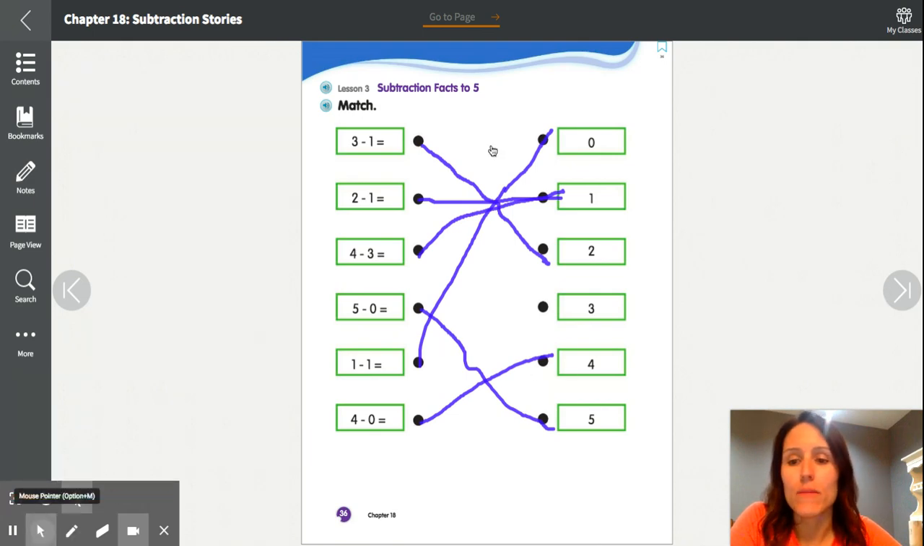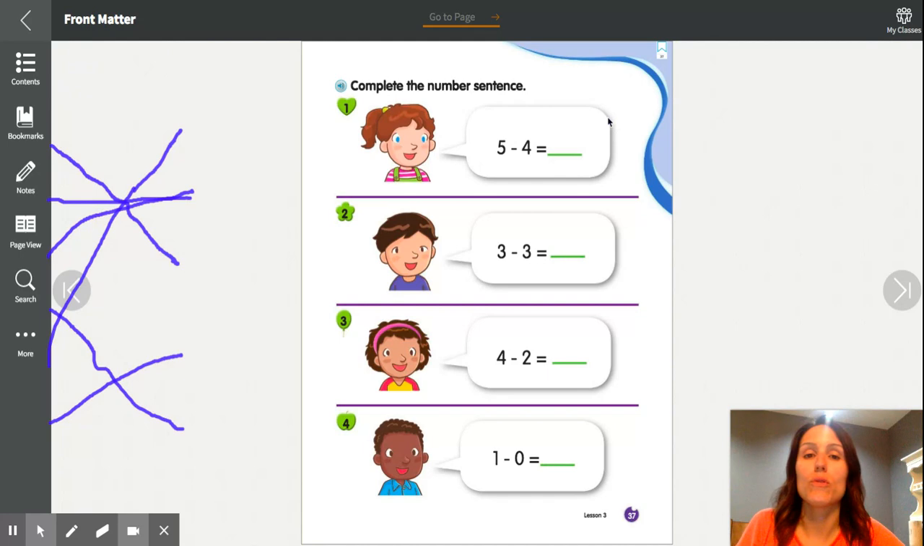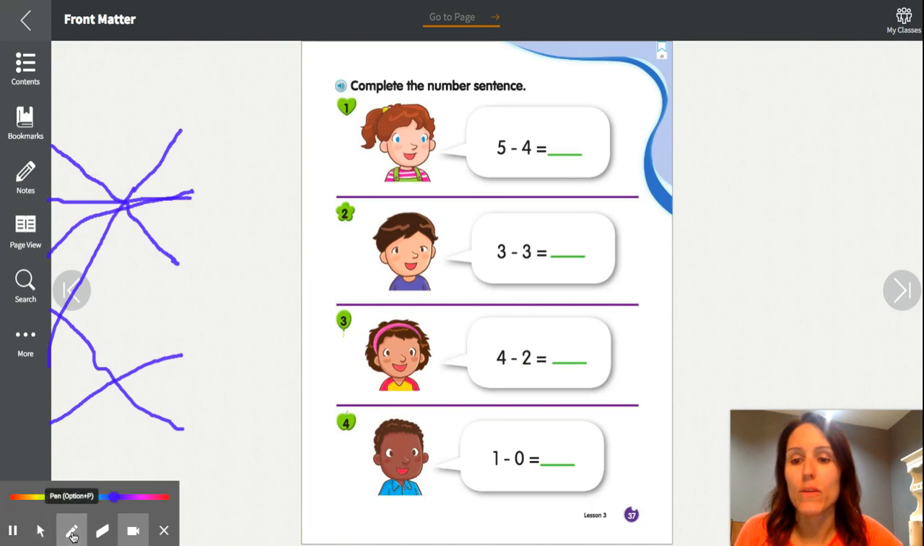Let's go ahead and move on to the next page, which is page 37. And I'm just going to leave those lines over here for right now so we don't waste time trying to erase those lines. And we'll just fill in the answers here. Okay. So for these problems, what they want you to do is write the number and complete the number sentence. So you're going to write the answer on this green line right here, and I will go ahead and do it with you.